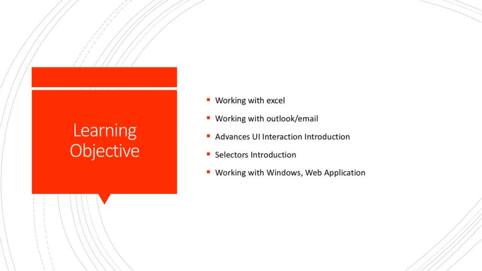We'll continue from there, and today we'll start working with Excel. We'll start working with Outlook and email. We'll start working with a web-based application to see how we can automate the things that we do on our websites. We'll also briefly talk about selectors, so that you can identify elements on web pages. And at the end of the session, we'll discuss best practices and how AI and ML can be integrated with RPA workflows. So that's the agenda for today.